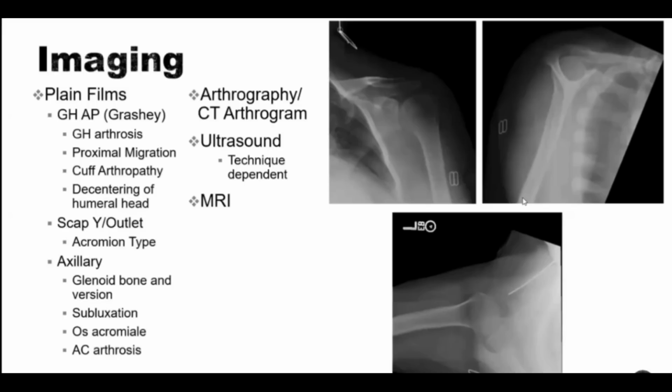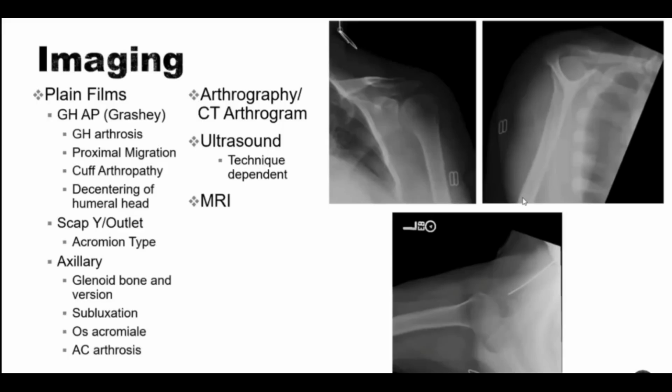So you really, really, really need all of them. One is not sufficient. At a minimum, you need orthogonal views, right? You need two views that are perpendicular to each other, especially in a case where you're trying to rule out any instability or dislocation or whatnot. But just in general, you need all of these views to thoroughly evaluate the shoulder.